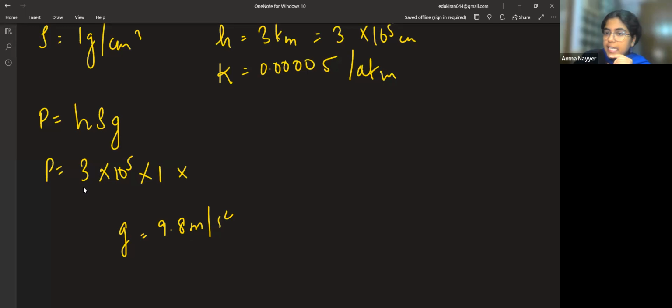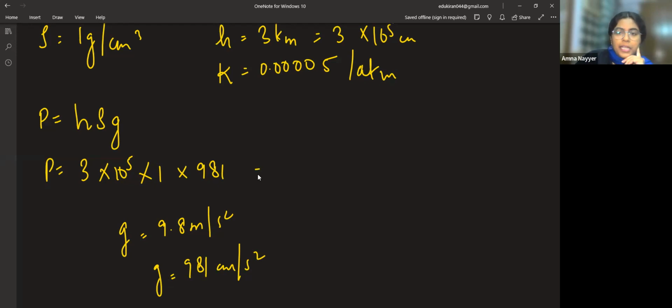This we have taken in centimeters, and density in gram per centimeter, so we'll take G also in centimeters. That is 981 centimeters per second square approximately. So we'll use this value. Fine. So pressure P is equal to 3 into 981, which will be 2943 into 10 to the power 5.